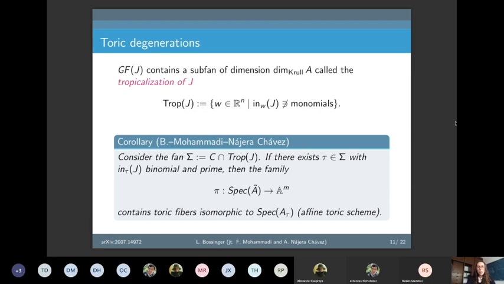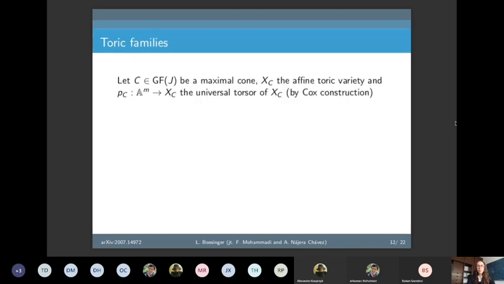We dug a bit deeper and we found out that our family is in fact very closely related to what is known as toric families. So let me go through this construction a bit. If we have this maximal cone in the Gröbner fan, we will denote by xc the affine toric variety associated to this cone itself. Now, as this is an affine toric variety, by the Cox construction I can compute its universal torsor, and I will get a morphism from the affine space AM, m being the number of rays of my cone as before, to xc, the toric variety.